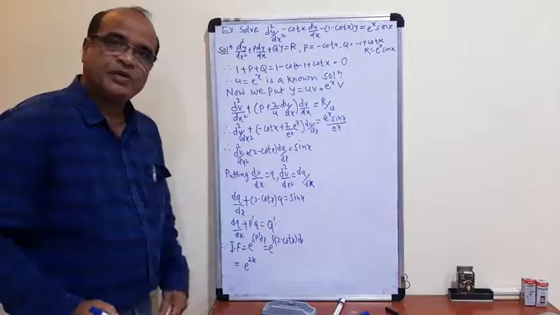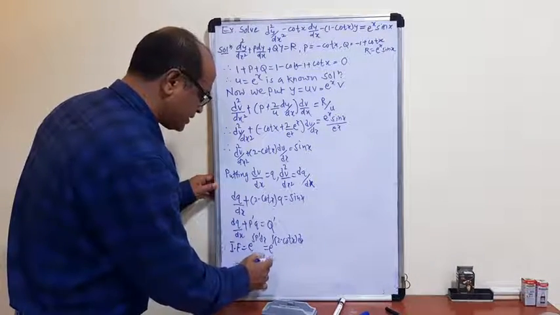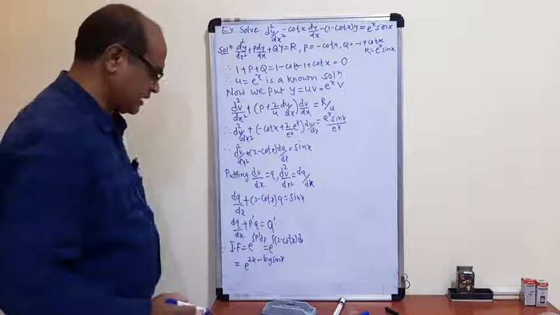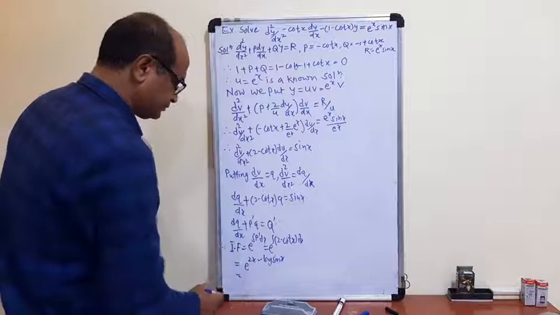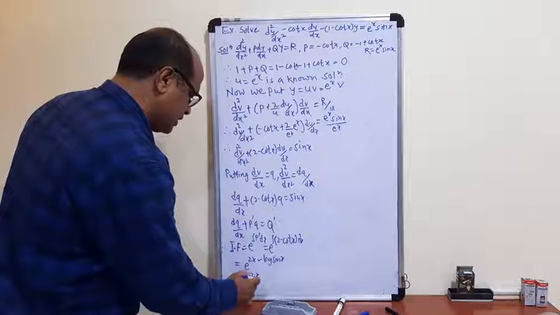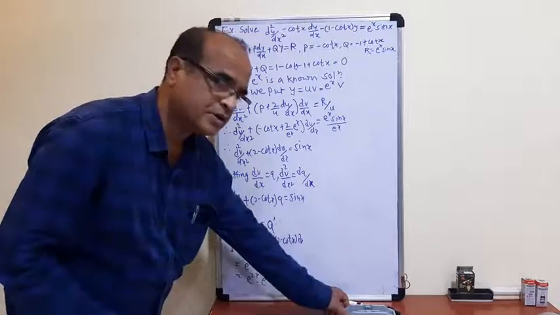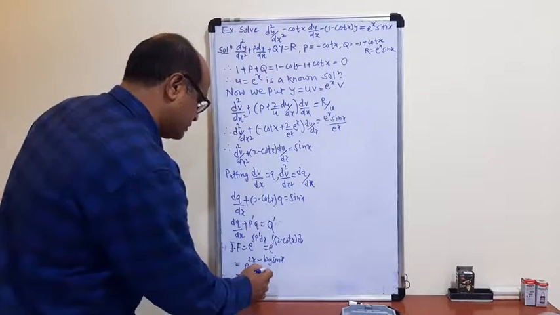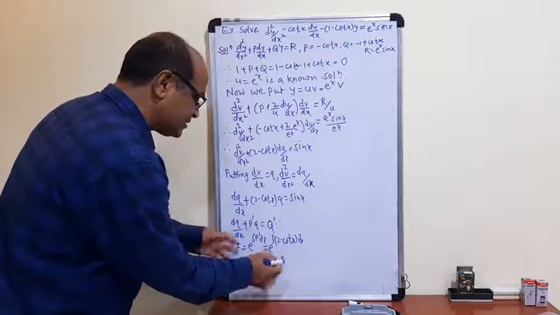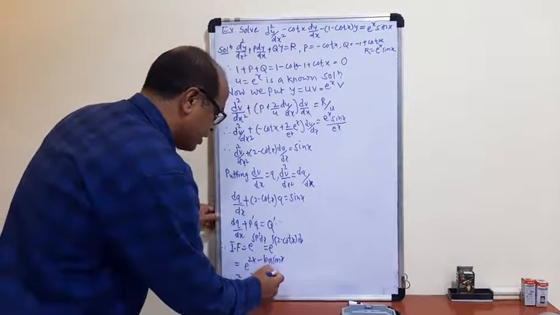What is the integration of cot x? So minus log of sin x. So this is equal to e raised to 2x into bracket e raised to minus the log of sin x. So this is minus, so sin x raised to minus 1, that is 1 upon sin x, so that is the log of cosec x.